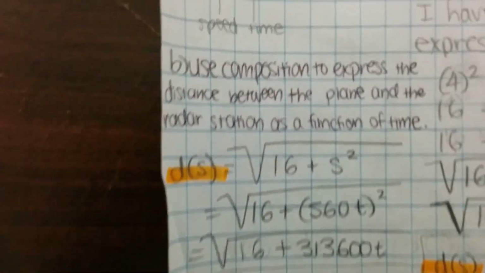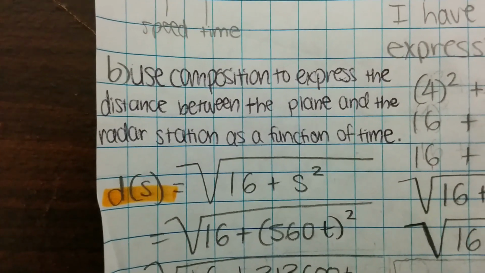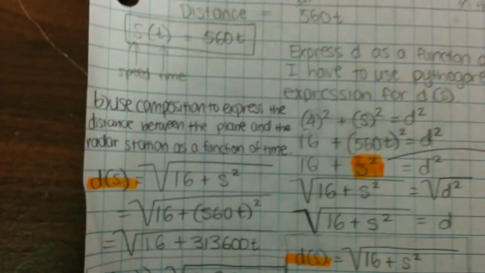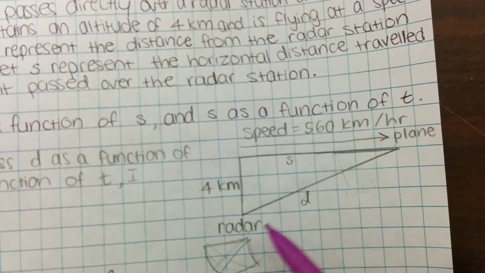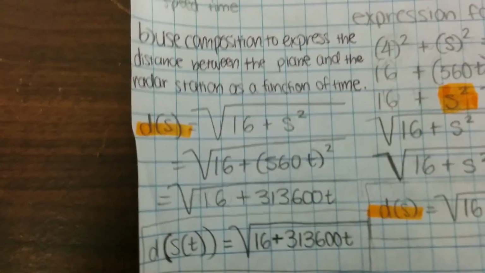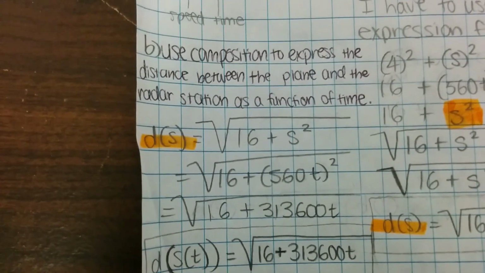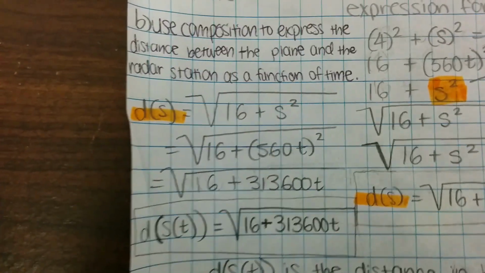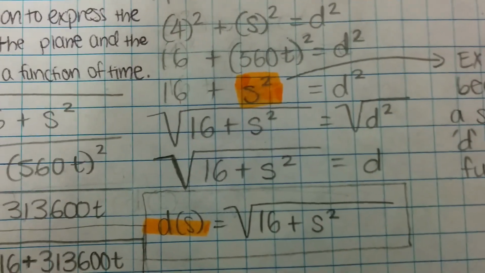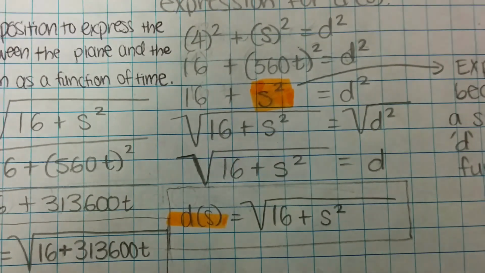Okay, so for part B, it says use composition to express the distance between the plane and the radar station as a function of time. So they're asking us to express this distance as a function of time. So d of s, which represents the distance between the plane and the radar station, is the expression we found for part A, since we were asked to express d as a function of s.